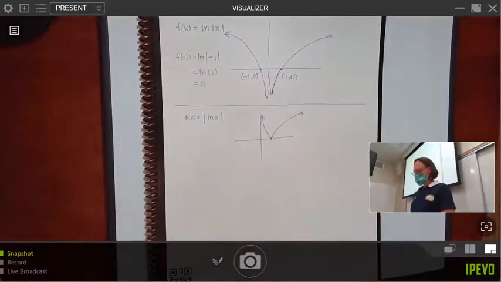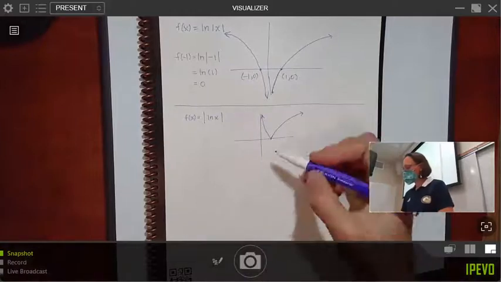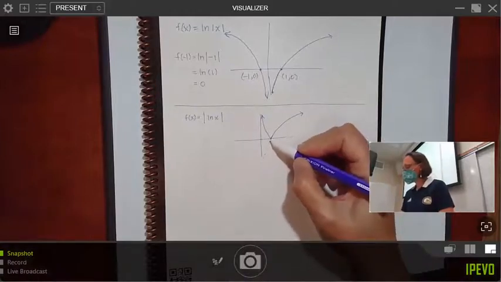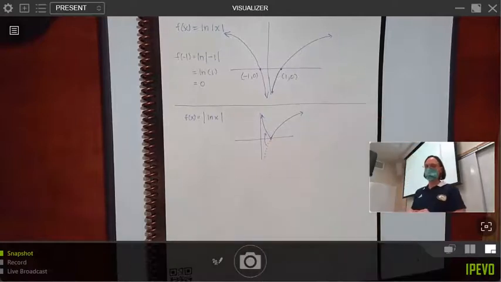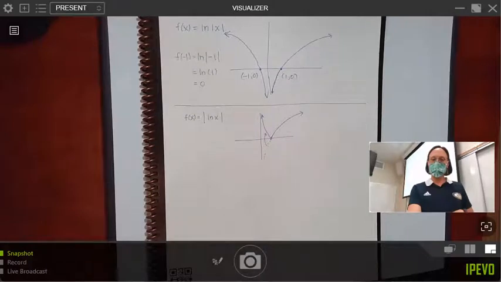So it's like bouncing. It's like we're taking this part of it and flipping it up. I know you weren't asked to do that. I just figured we could take a look at another example.